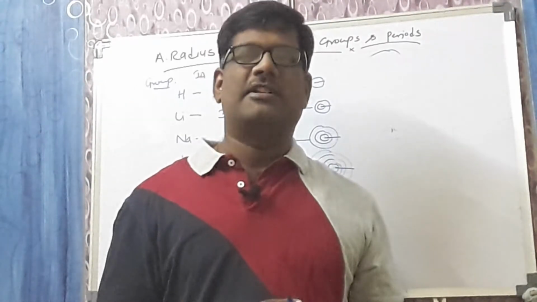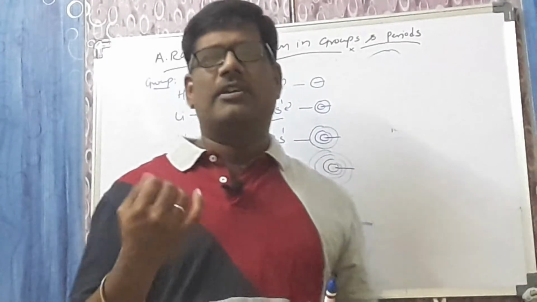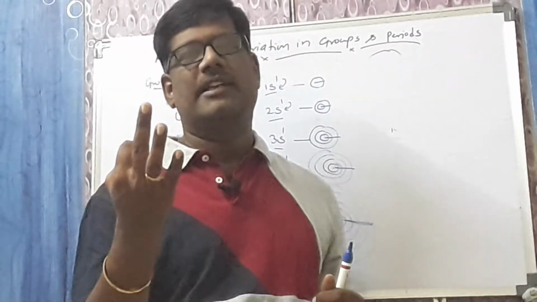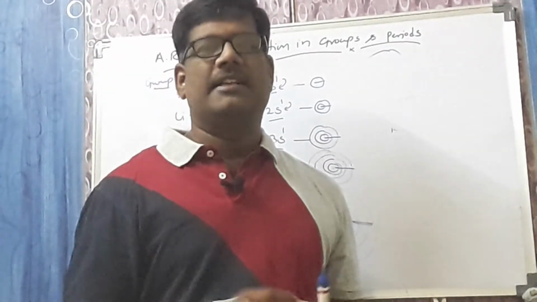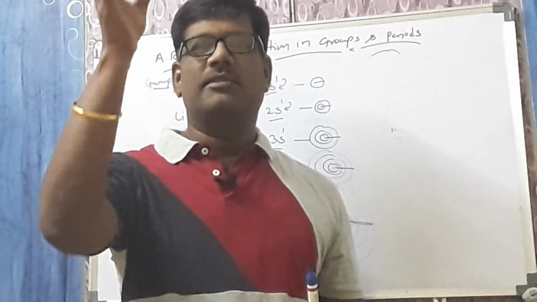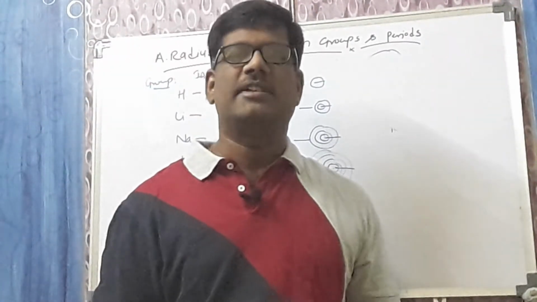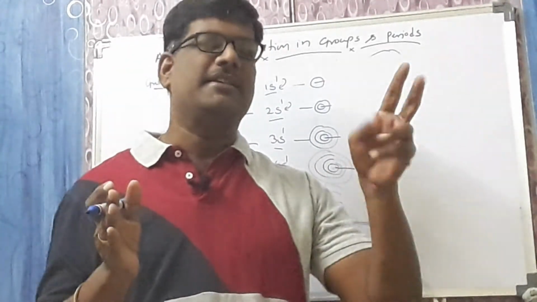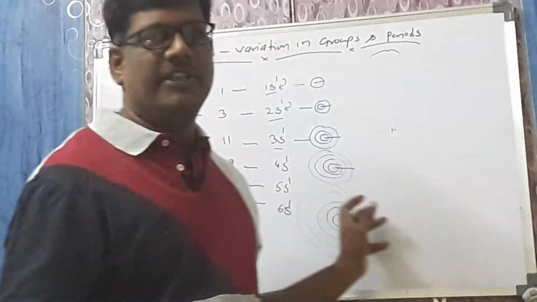If you are perfect with the atomic radius, the remaining periodic properties we can explain very easily. The remaining properties are ionization potential, electron affinity, electronegativity. Atomic radius increases, so the remaining 3 decrease. Ionization potential in a group top to bottom decreases, electronegativity decreases, electron affinity also decreases, because atomic radius increases. Atomic radius and these 3 properties are inversely proportional to each other. That's why in a group, very simple.